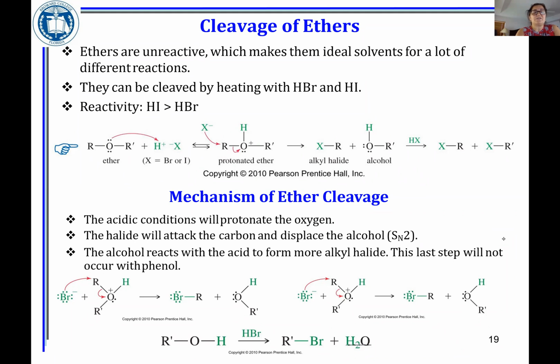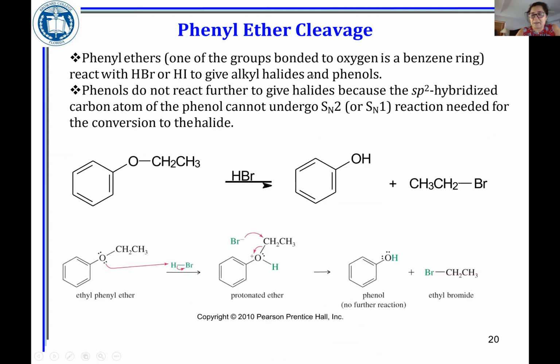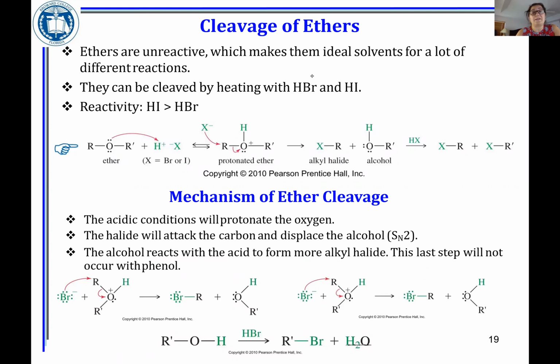One of the reactions of ether is the cleavage of the ether. That means you are going to cut the molecule of ether into two molecules. And in order to do that, you have to use a catalyst, first of all. You can do the reaction by heating with HBr and HI, hydrogen bromide and hydrogen iodide.